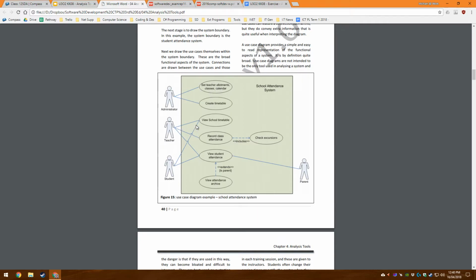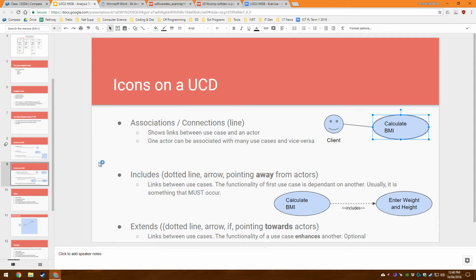A teacher can do 1, 2, 3 use cases. A student can do these two. A parent can do this one. A parent can view student attendance, but for example, a parent cannot create a timetable. There's no link between those two, which obviously makes logical sense. Okay, now, this is the hard part.